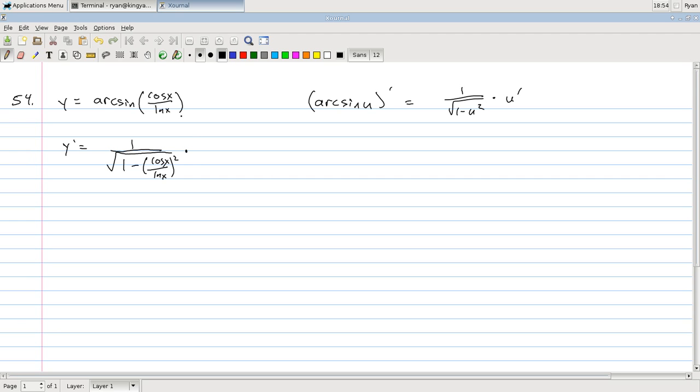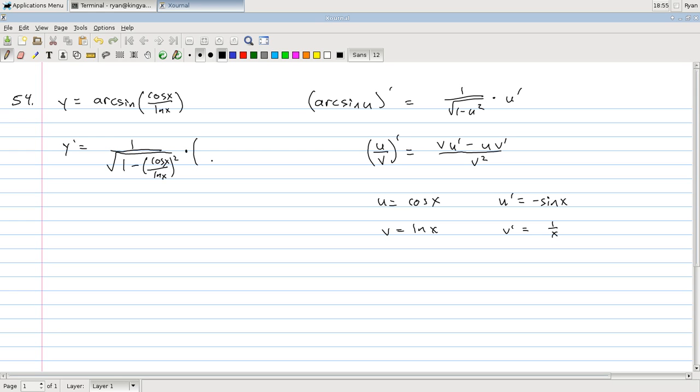So inside I see we have a quotient rule because cosine x is being divided by natural log x. So remember the quotient rule. This gives us v times u prime minus u times v prime over v squared, where our u is cosine x, our v is natural log x. So computing their derivatives, the derivative of cosine x is negative sine x. The derivative of natural log x is 1 over x.